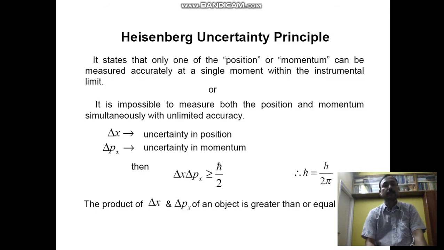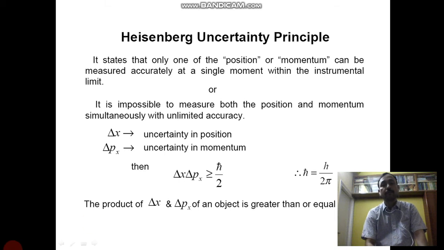Heisenberg uncertainty principle. It states that only one of the position or momentum can be measured accurately at a single moment within the instrumental limit, or in other words, it is impossible to measure both the position and momentum simultaneously with unlimited accuracy.